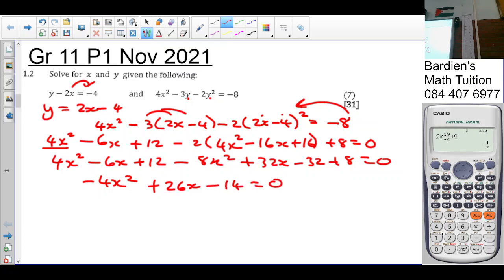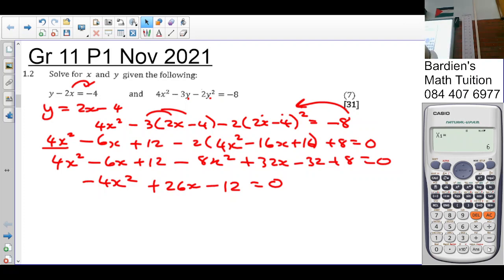Is that correct? 12 minus 32 is negative 20. Negative 12, you're absolutely correct. Again, you can use your quadratic formula, or you can divide by negative and find the factors, or you can use what I got here. You got again negative 4, you got 26, and you got negative 12.